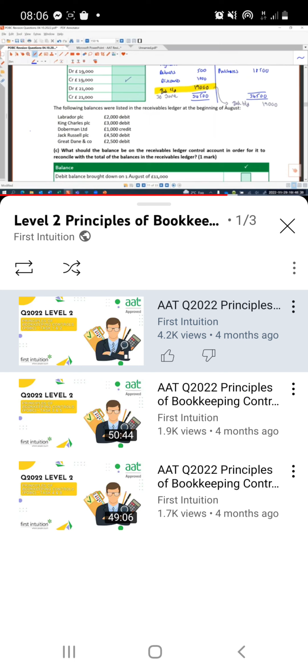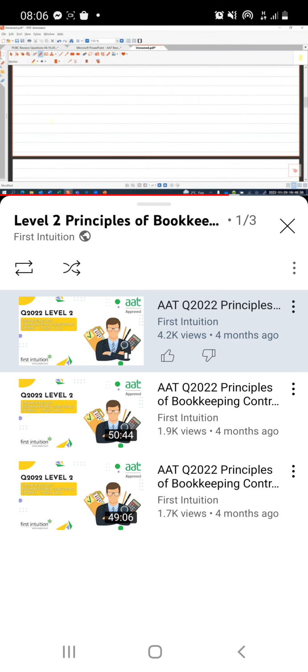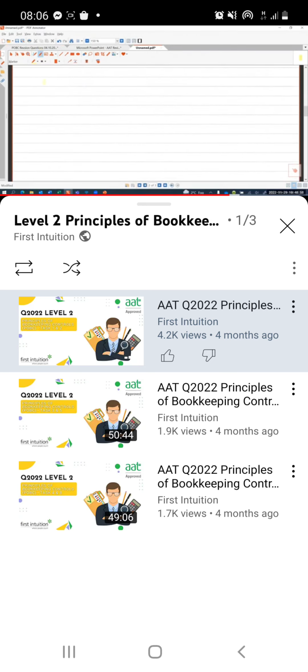Right, next bit. Quite good that we get to revise this too, because we've now got a list of balances in the receivables ledger. And it's very important that we understand the difference between the control account and the receivables ledger. So because this is a revision course, let me just remind you how things work.